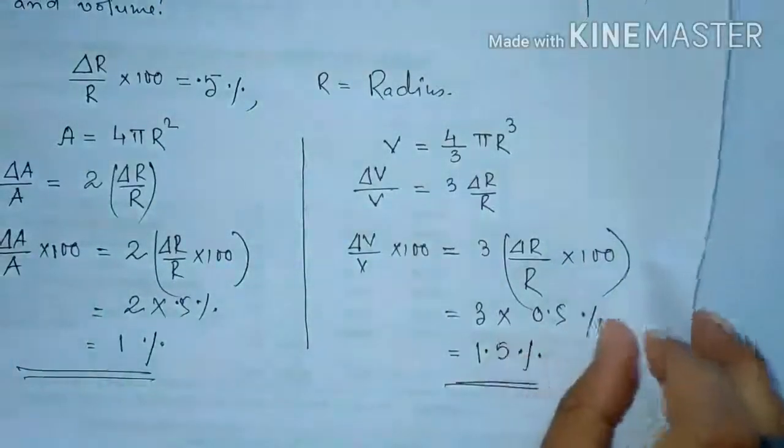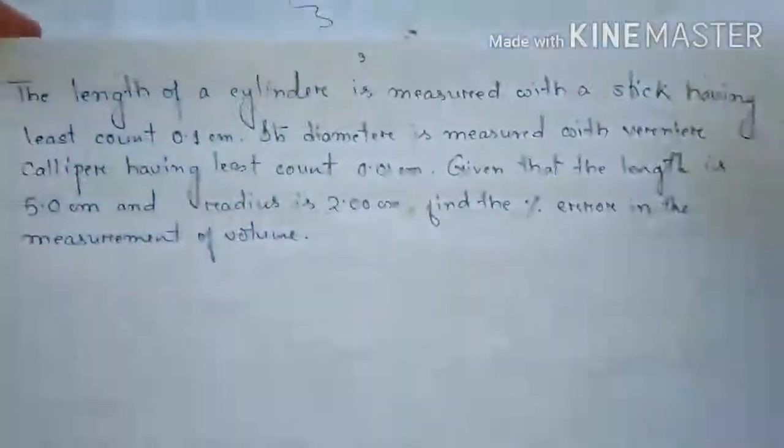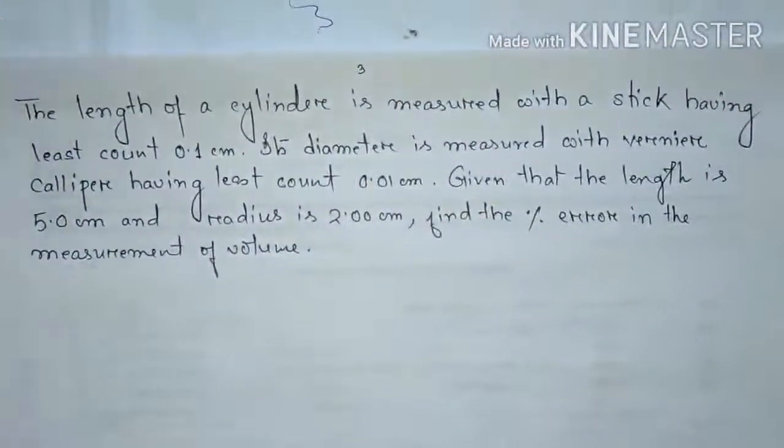Now let us focus on our third numerical problem. The problem says the length of a cylinder is measured with a stick having least count 0.1 centimeter. Its diameter is measured with a vernier caliper having least count 0.01 centimeter. Given that the length is 5 centimeter and radius is 2 centimeter, find the percentage error in the measurement of volume. The question seems to be a bit long, but it is not very difficult. It is also very easy.